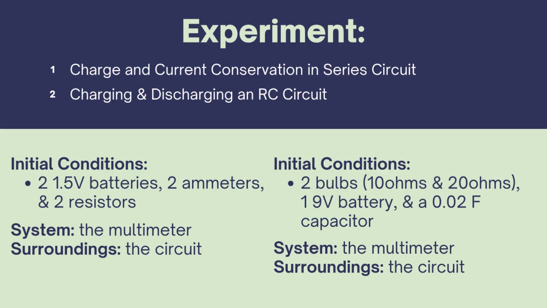Onto the actual experimentation. Firstly, we construct a few varying circuits in series, all with the same initial components of two 1.5 volt batteries, two ammeters, and two resistors. We can manipulate this circuit in a few different ways. And then, secondly, we construct an RC circuit with two bulbs, one 9-volt battery, and a capacitor. And we measure the time it takes to charge and discharge the capacitor.